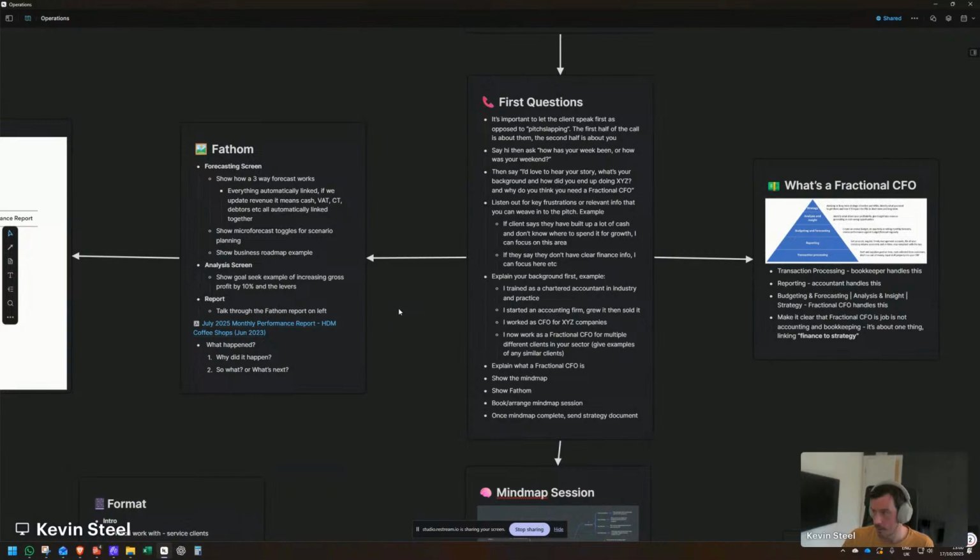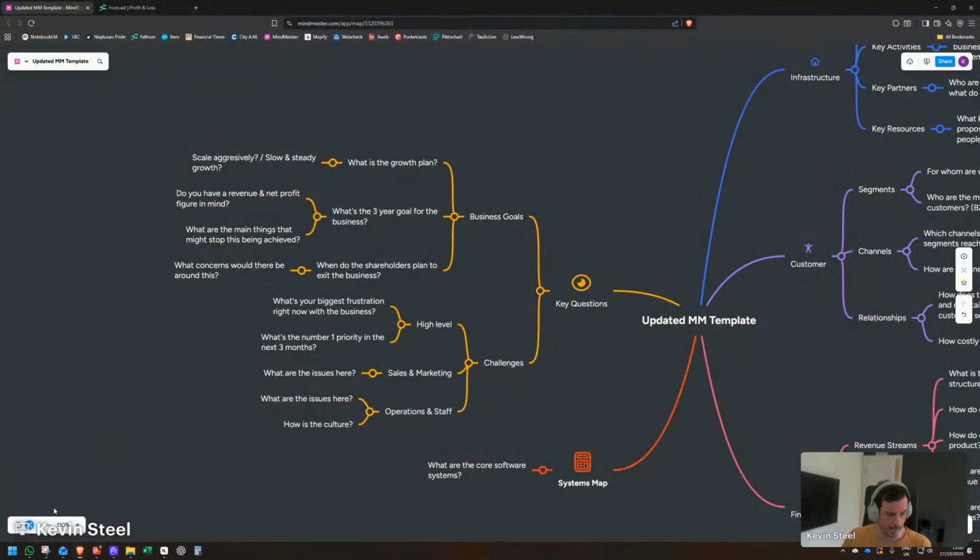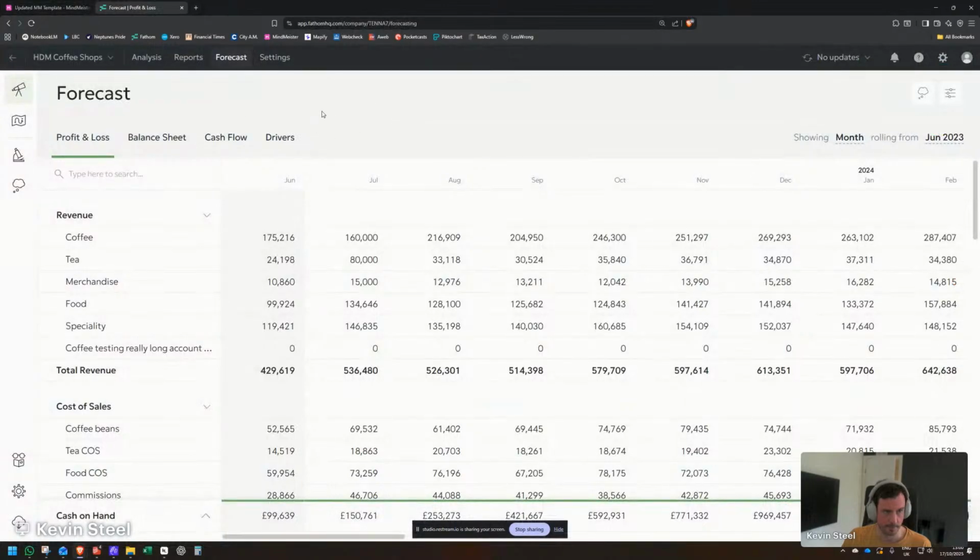Because the client wouldn't have seen this kind of thing before, it's almost like an oh my God moment for the client. They're like, wow, this looks great when I show it off. So in terms of that, let me show you a little bit about Fathom. This is a demo account. This is not real client data, of course.